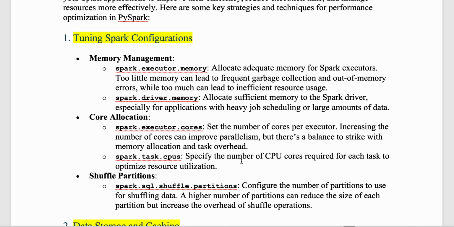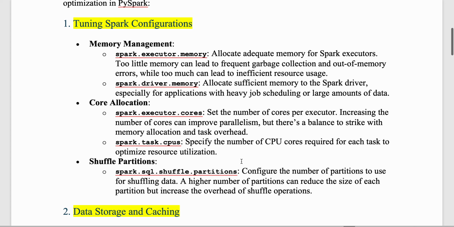A high number of partitions can reduce the size of each partition but increases the overhead of shuffling. So you have to give a balanced number, either not too low or not too high. If you give too many partitions, it will reduce the size of each partition but increase the overhead. Okay, so I have to take care of those things also.